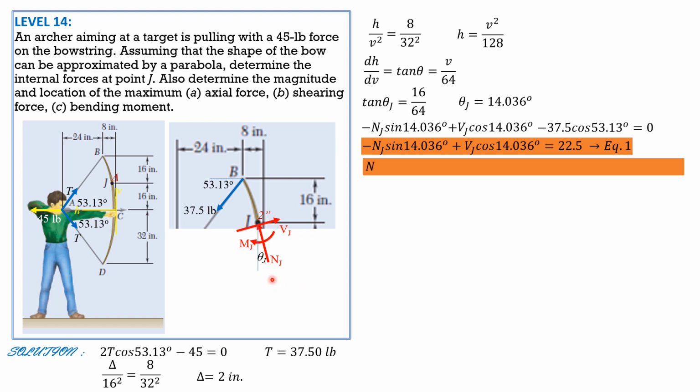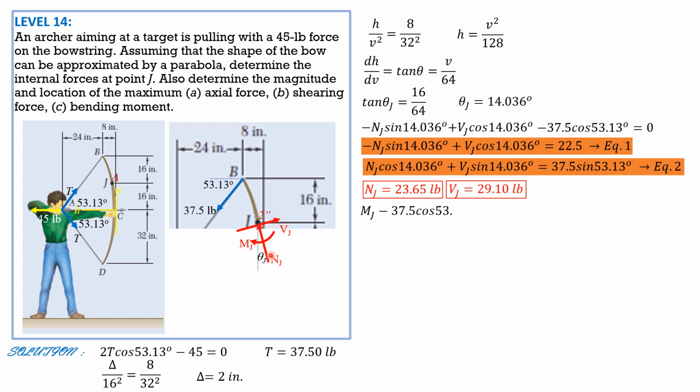Then summation of forces vertical, Nj cosine of 14.036 upward, also upward for Vj, Vj sine of 14.036, equals 37.5 sine of 53.13, equation 2, equals the downward force. So solving equations 1 and 2, we have Nj equals 23.65 pounds and Vj equals 29.1 pounds.